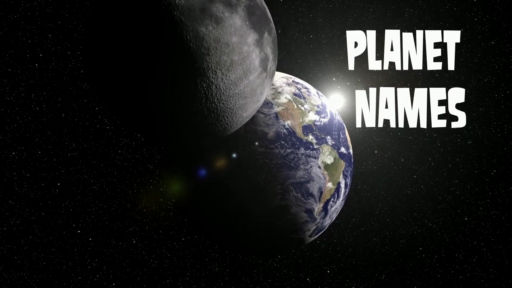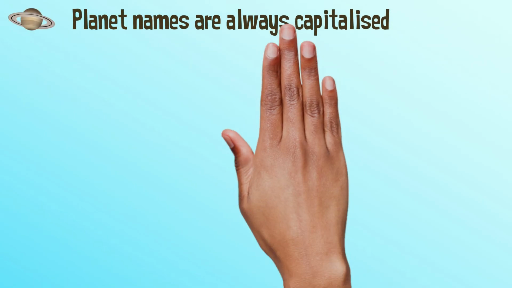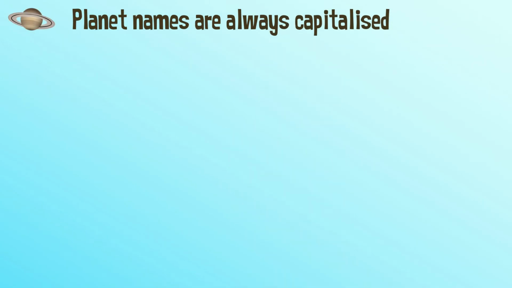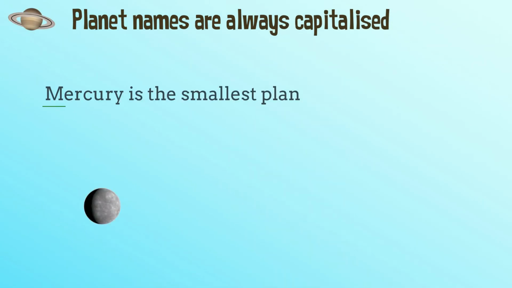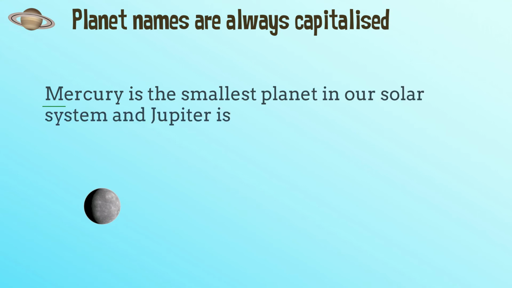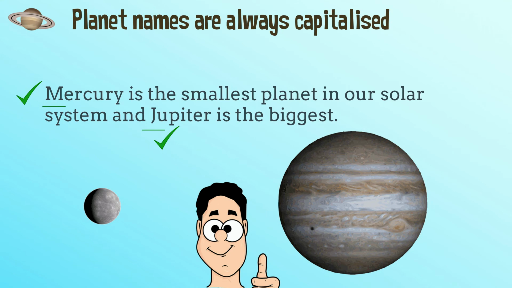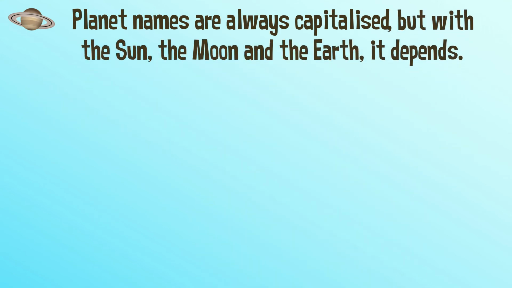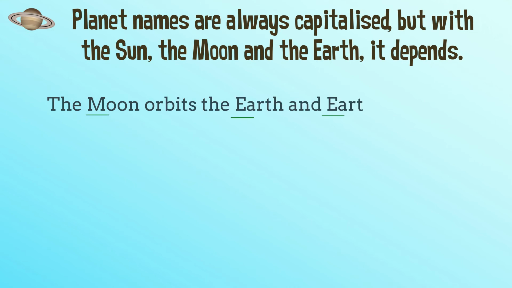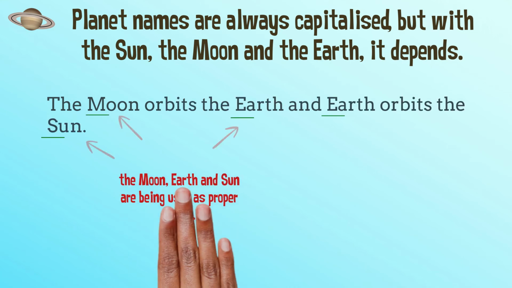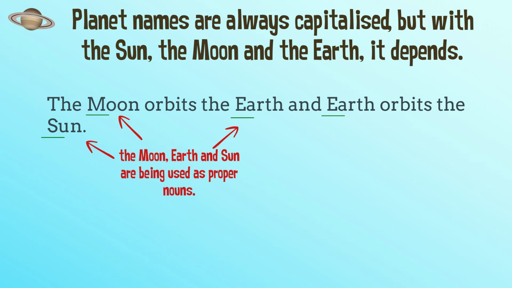Planet names. Planet names are always capitalized. Mercury is the smallest planet in our solar system, and Jupiter is the biggest. That was easy. But with the Sun, the Moon, and the Earth, it depends. The Moon orbits the Earth, and Earth orbits the Sun. The Moon, Earth, and Sun are being used as proper nouns, so they need to start with capital letters.